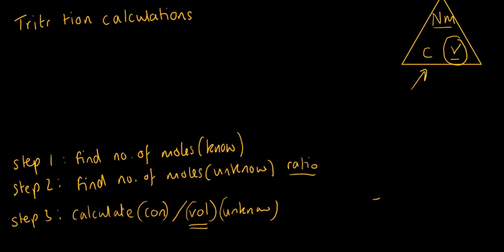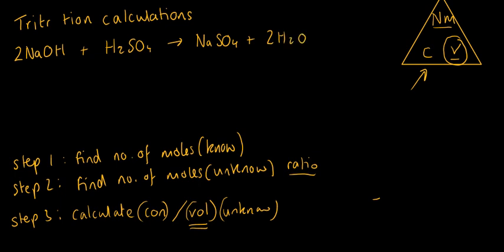So let's say, for example, I have a situation now where I have 2 NaOH, which is 2 moles of sodium hydroxide, plus sulfuric acid, reacting to form sodium sulfate and my 2H2O.